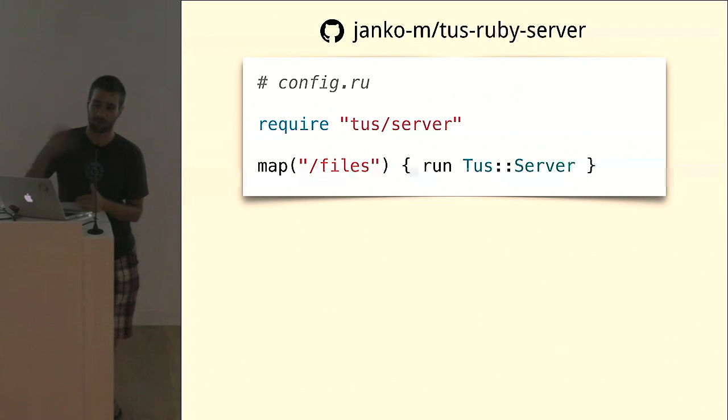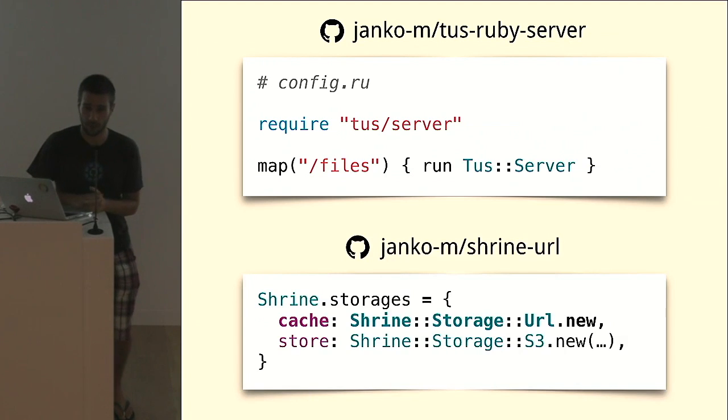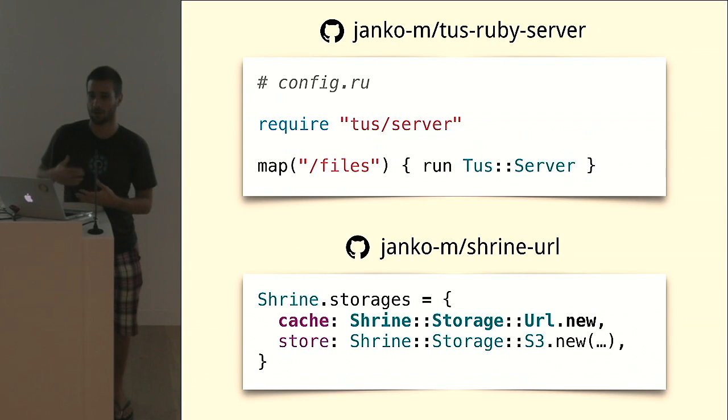So you can either make it a separate application, or you can mount it in your own application. The JavaScript client library just communicates with that server, and together they achieve the resumable uploads. And in Shrine, you can integrate that in a way that when the JavaScript library uploads the file to the server, it will return the URL where this 2 gigabyte file was uploaded to.